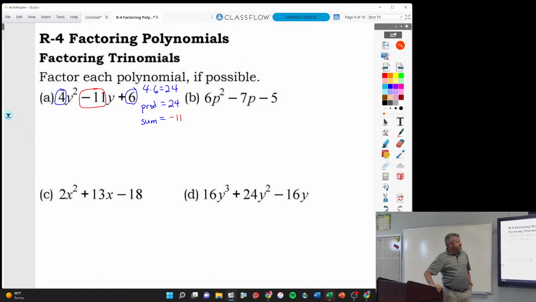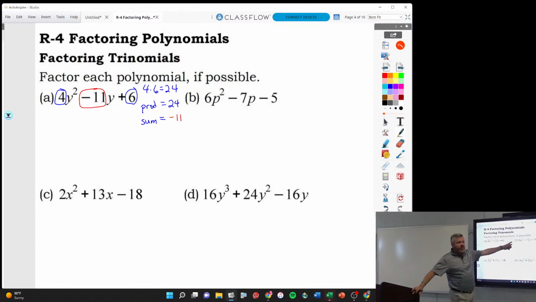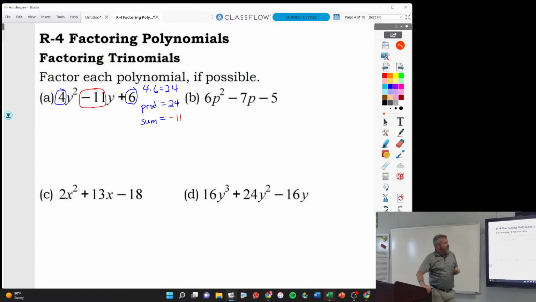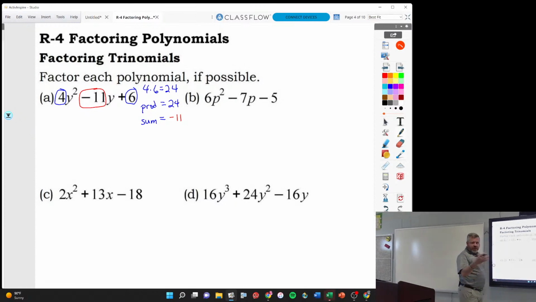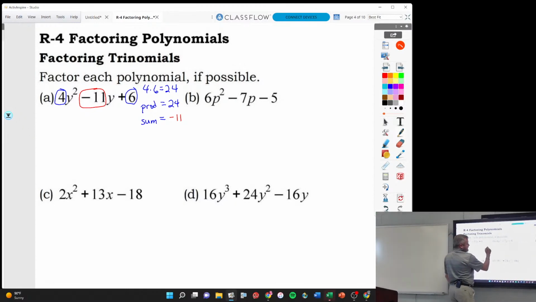Well, there's several ways to do it, but based on what I know about the product, I know that if I took two positive numbers and added them together, I'm not going to get negative 11. So I know that the two numbers that I'm going to have to use are negative. Some of you might already see the answer, but let's think about the ways to get 24 with both numbers being negative. I could take negative 1 times negative 24.